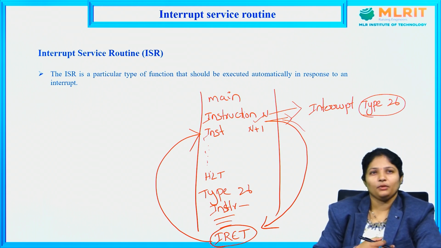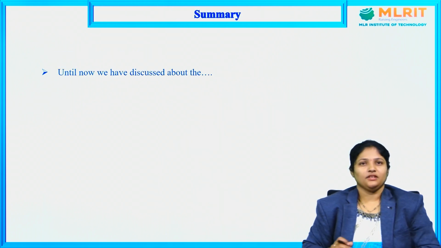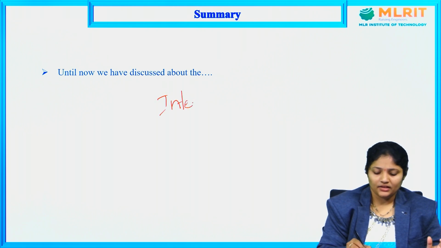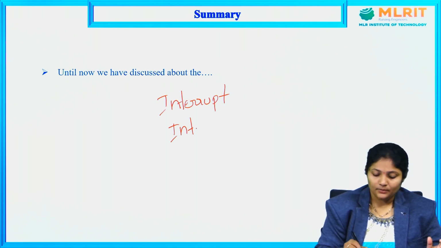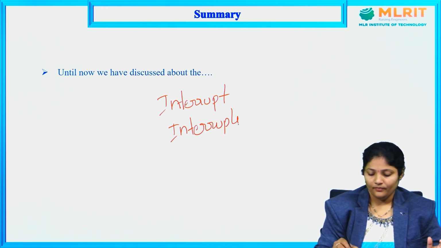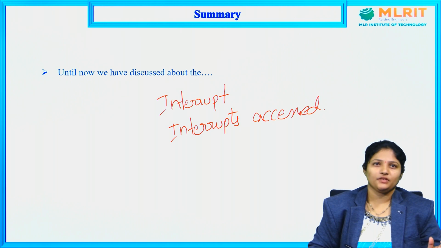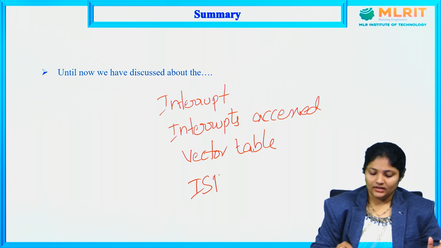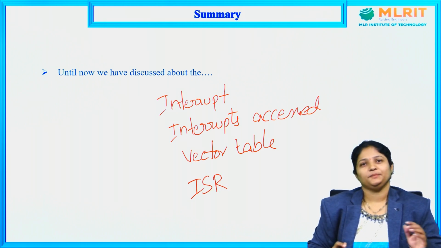So this is all about interrupts, the interrupt vector table and the interrupt service routine. Until now we have discussed what interrupts are present in the 8086, how interrupts are accessed by the 8086, how many types of interrupts there are, what the interrupt vector table is, and how the interrupt service routine, ISR, works in the 8086 microprocessor. Thank you.